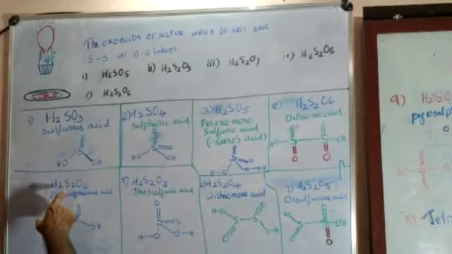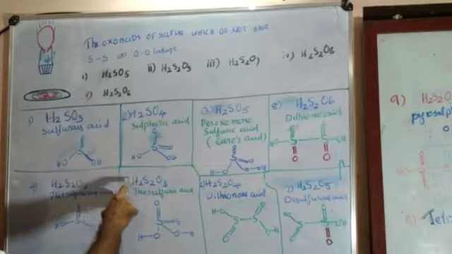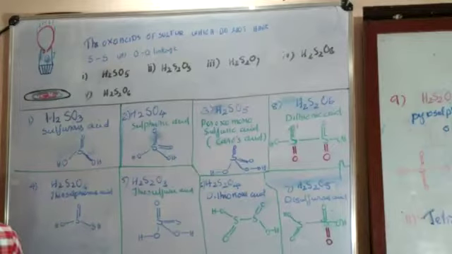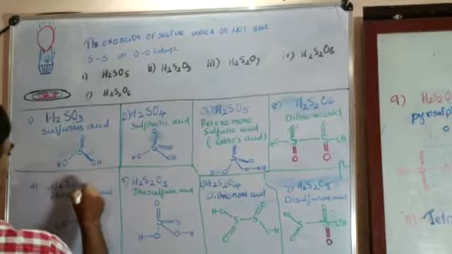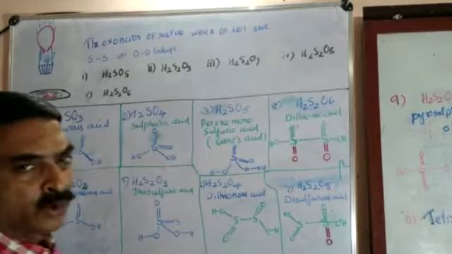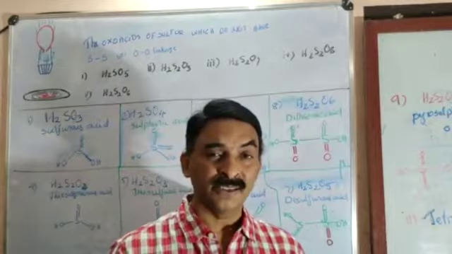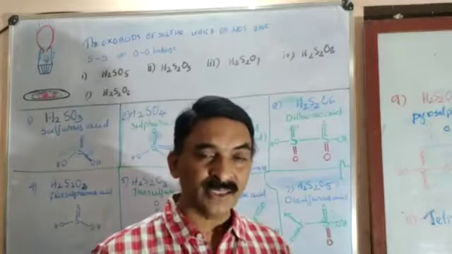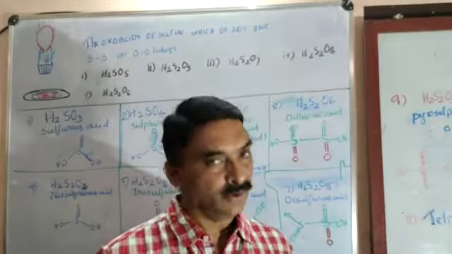Now we have another set: H2S2O2, H2S2O3, H2S2O4, H2S2O5, H2S2O6. Only in the formula there is a rhythm system. But coming to structure etc., it is not that apparent. Let's see.